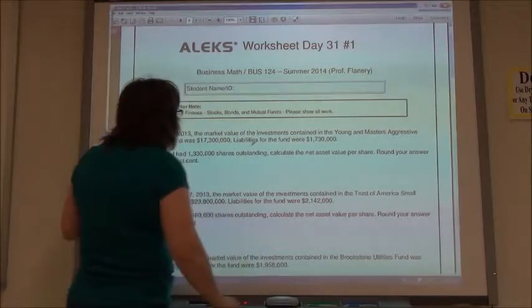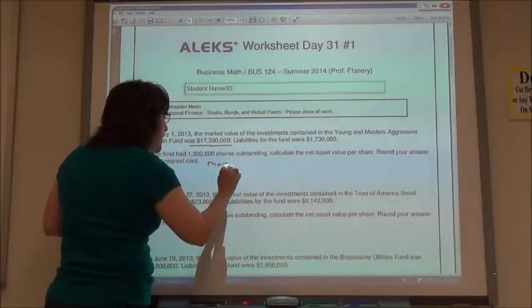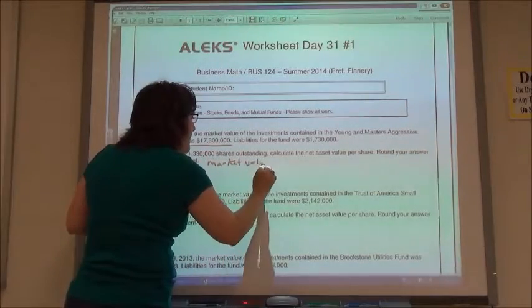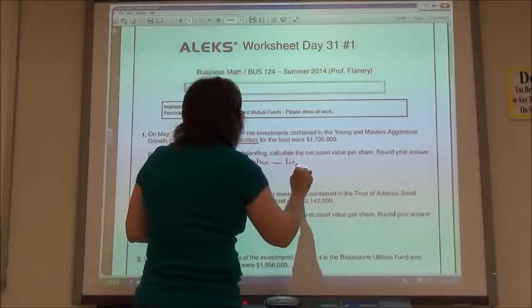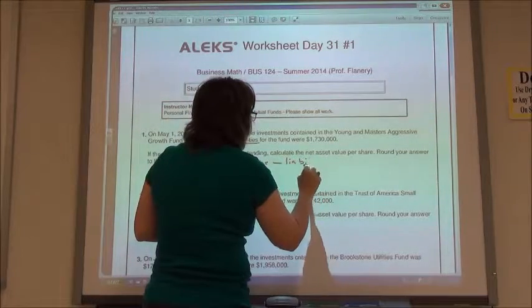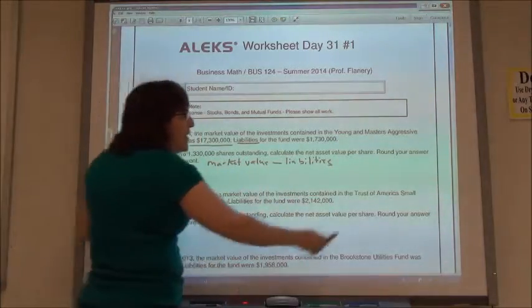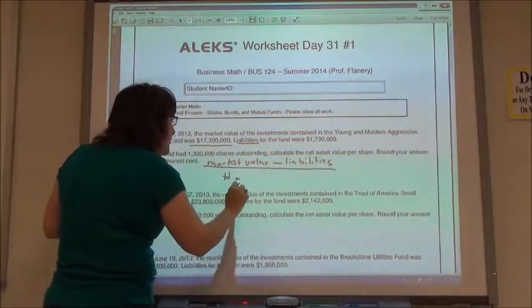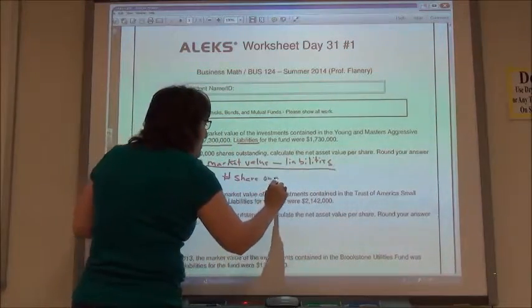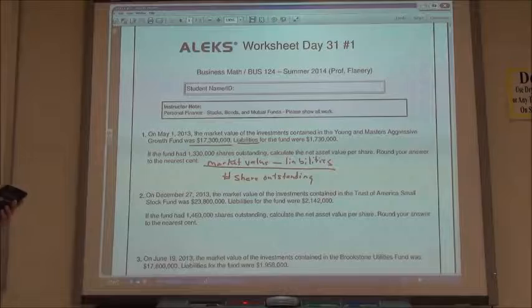So to find my net asset value, I am going to take the market value and I'm going to subtract off my liabilities. So that would be the net asset value. Then I want to do per share, so then I'm going to divide it by the number of shares outstanding. And so that's going to be my formula there to calculate the net asset value per share.